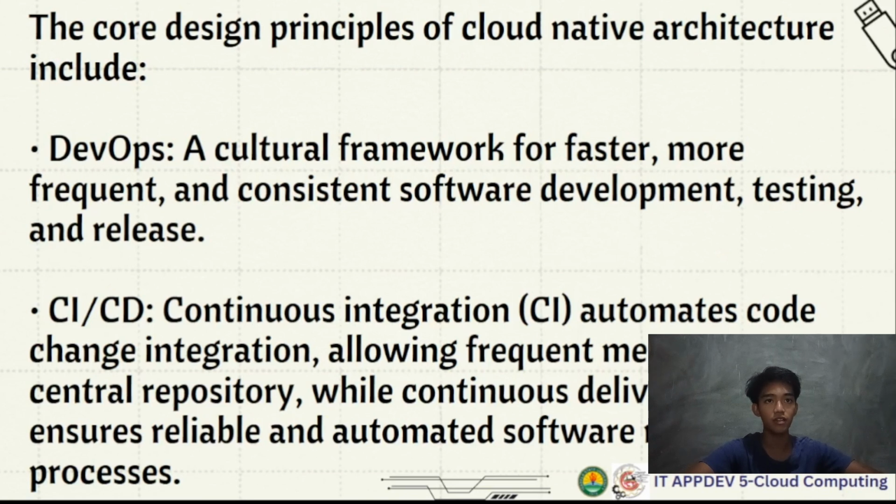Continuous integration and continuous delivery. Continuous integration automates code change integrations, allowing frequent merging into the central repository, while continuous delivery ensures a reliable and automated software release process. Continuous integration allows developers to merge code more frequently into the central repository, while with continuous delivery, organizations can quickly deliver individual updates, features, or entire products.